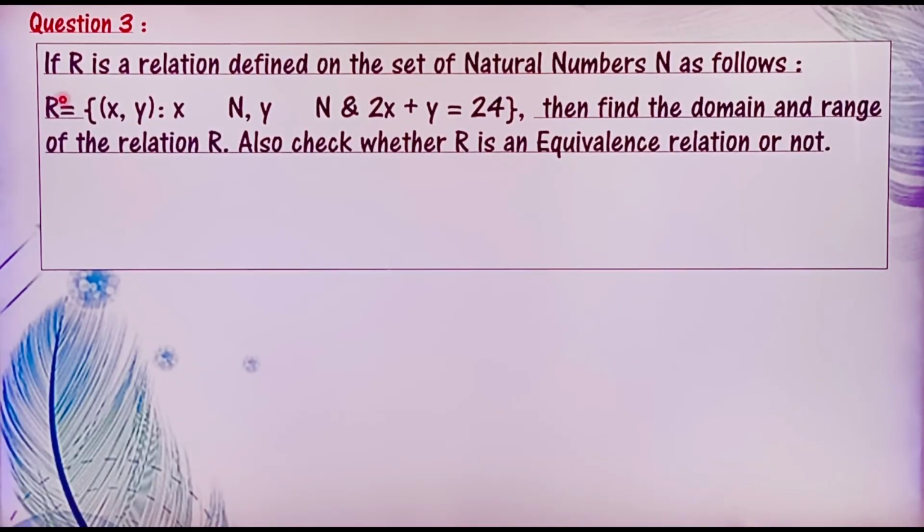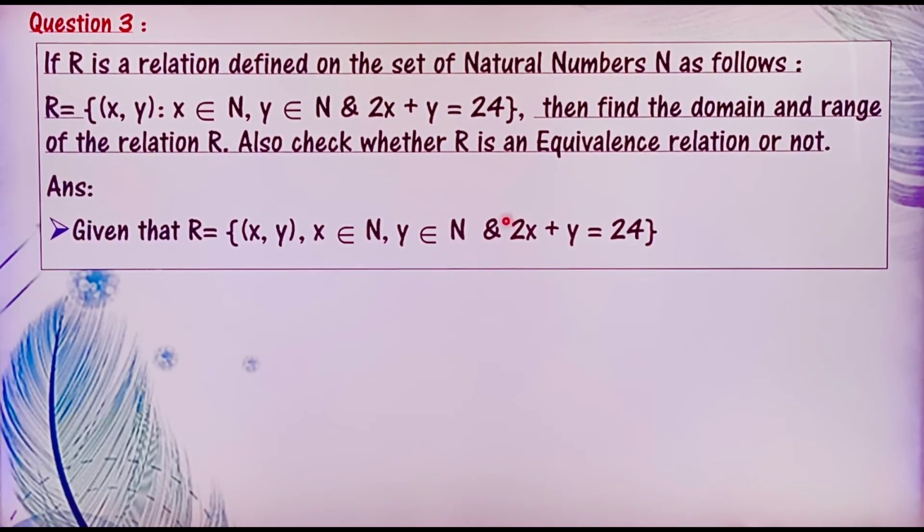If R is a relation defined on the set of natural numbers N as follows, R = {(x, y) : x ∈ N, y ∈ N and 2x + y = 24}, then find the domain and range of the relation R. Also check whether R is an equivalence relation or not. See the condition given: 2x + y = 24.